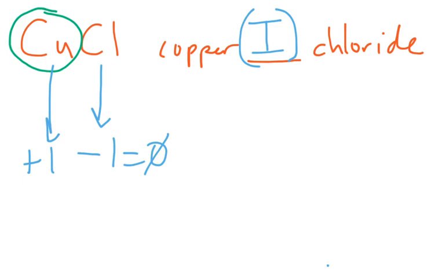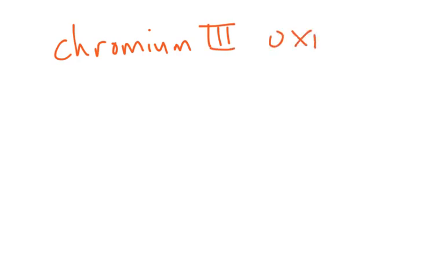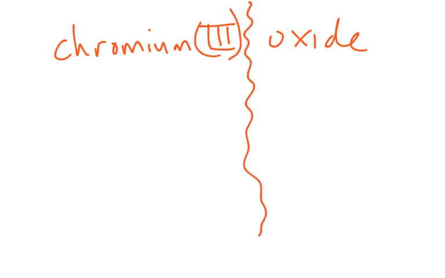Okay, let's take a look at it going the other direction, where you're given the name and you've got to figure out the compound. This is exactly the same way as type 1 compounds. So here's chromium 3 oxide. And just like type 1 compounds, we're going to split up this compound with a wiggly line between the metal and the nonmetal. And then we're going to write out the ions for both sides.